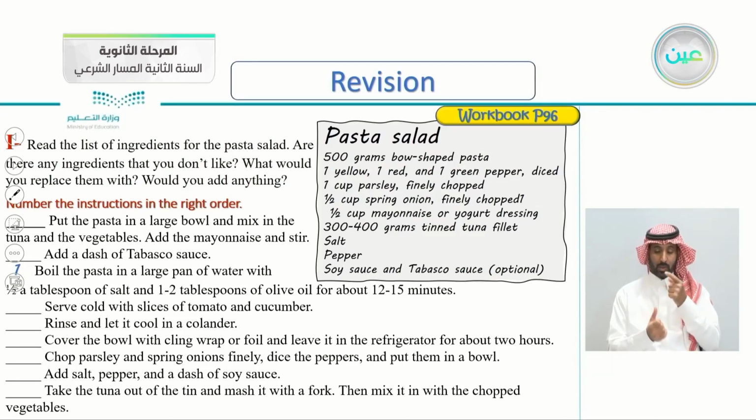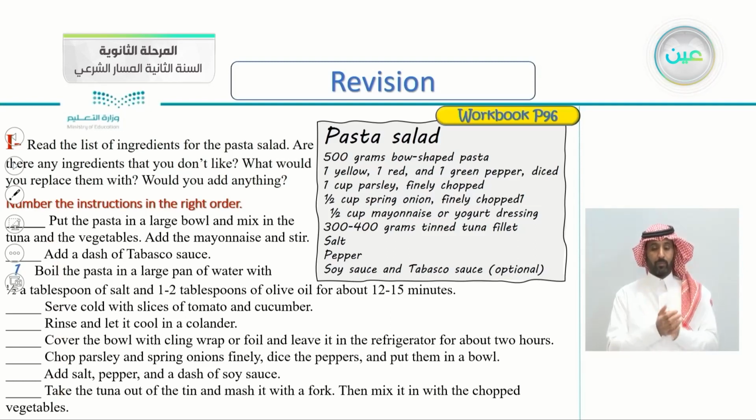Number the instructions. So here we have instructions on how to make a pasta salad. Number the instructions in the right order. If you know how to make a pasta salad, this would be easy for you. Number one is already done for you. Boil the pasta in a large pan of water with half a tablespoon of salt and 1 or 2 tablespoons of olive oil for about 12 minutes. So read the rest of the steps here and try to come up with the second step, the third step, 4, 5, and so on.